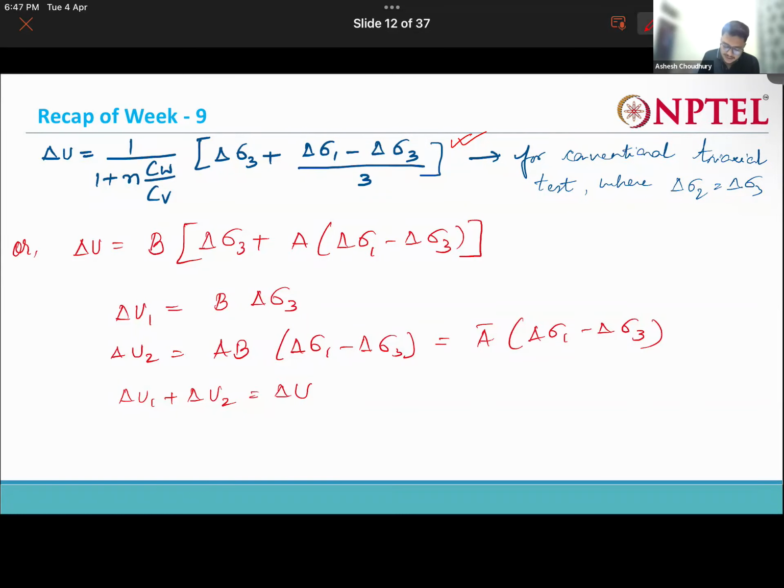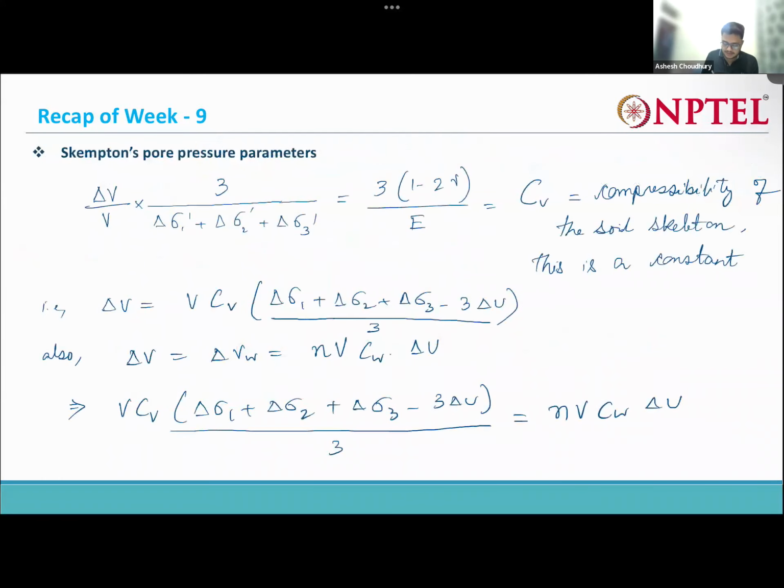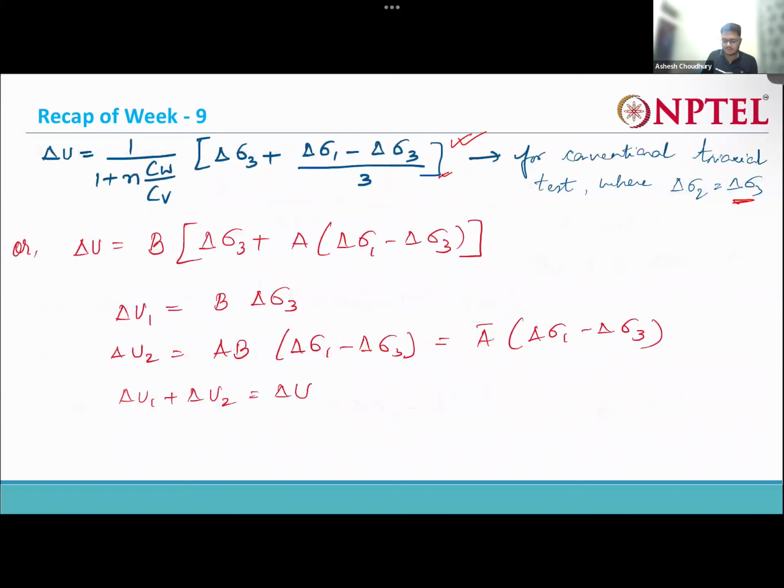Here sigma 2 is actually equal to sigma 3, so you can write this equation. From here you can write delta U is equal to B times this. So we had seen this expression before.